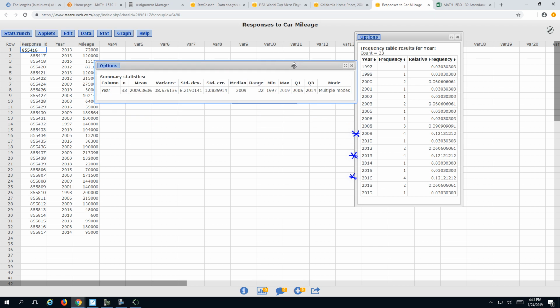See that? I added mode to the end, but it's not one that's defaulted. And it's not one that I really like, because it doesn't tell you what the modes are if you have multiple modes. So I don't really use it. I just use the frequency table.